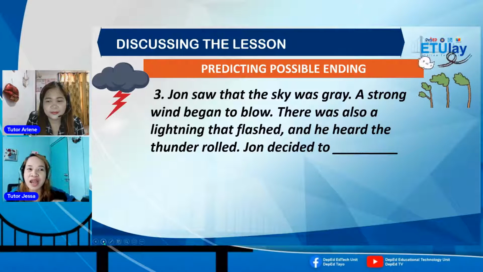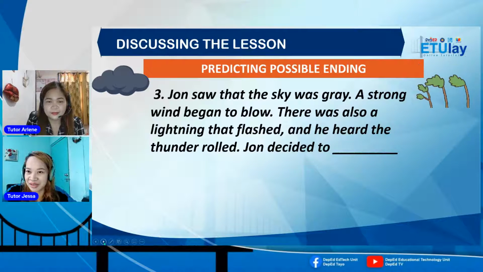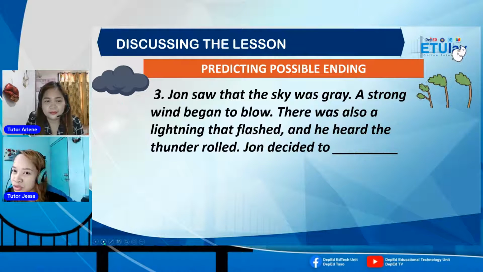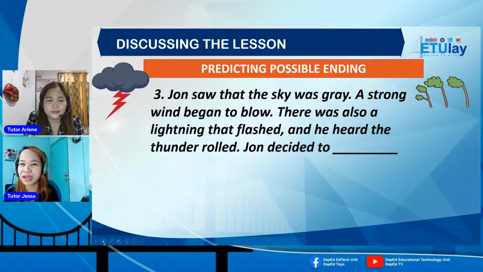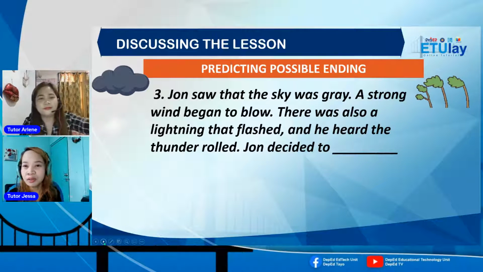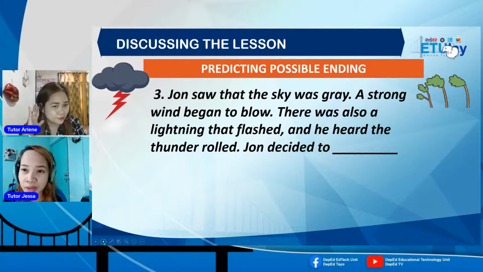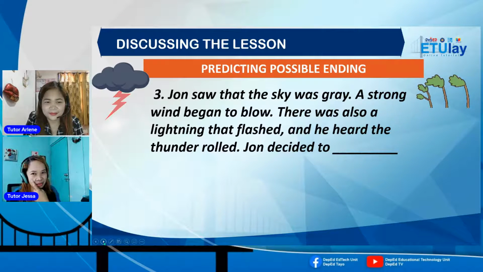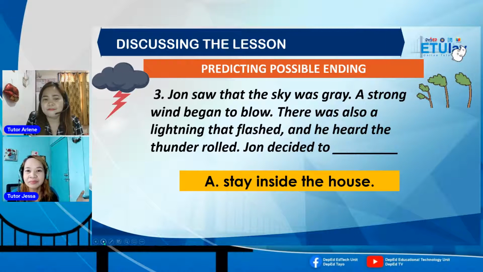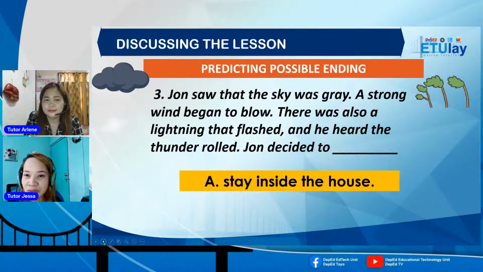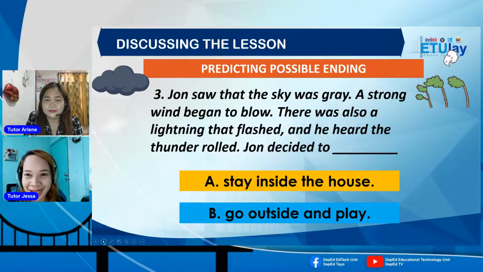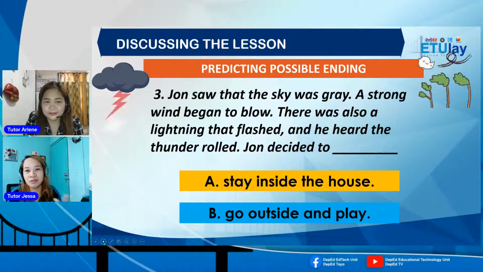Okay, so John saw that the sky was gray. A strong wind began to blow. There was also a lightning that flashed, and he heard the thunder rolled. John decided to... What do you think? Kung ano ang gagawin ni John? Okay, is it A, stay inside the house, or B, go outside and play? If you were John, what will you do?